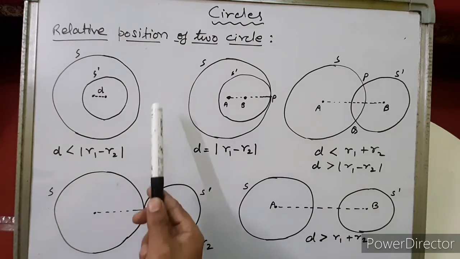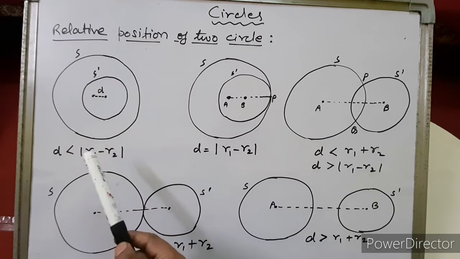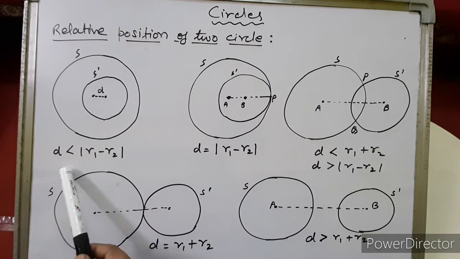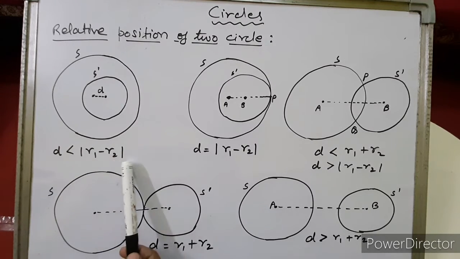Then if one circle is completely inside the other circle, the distance between the centers will always be less than the modulus of the difference of the radii. Why are we taking modulus? Because this value will not be negative. Okay. Next, if the circles are touching each other internally, then the distance between the centers will be equal to the modulus of the difference between the radii. External radius minus internal radius will be equal to the distance between the centers.